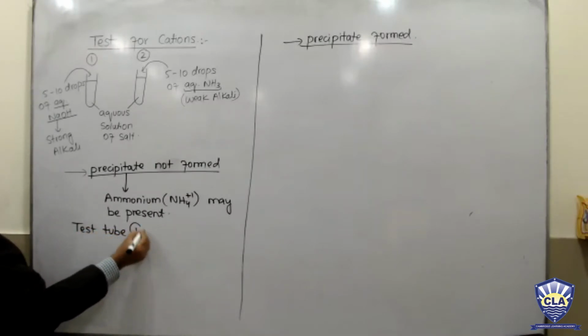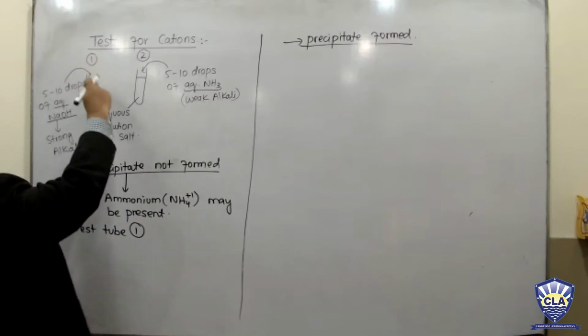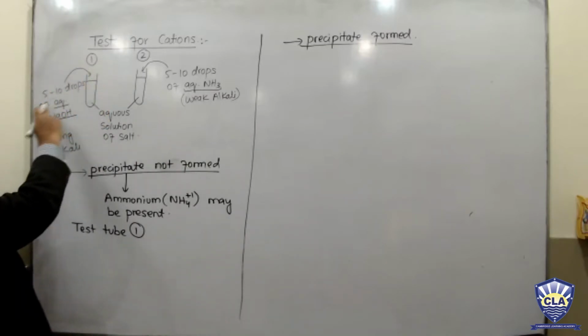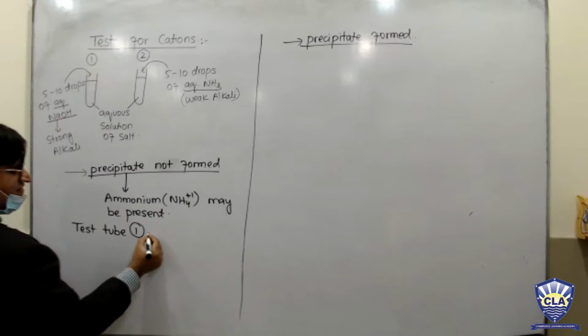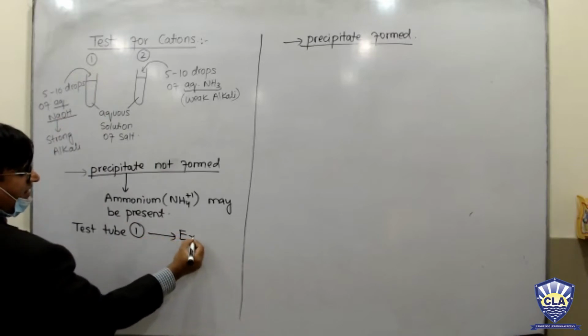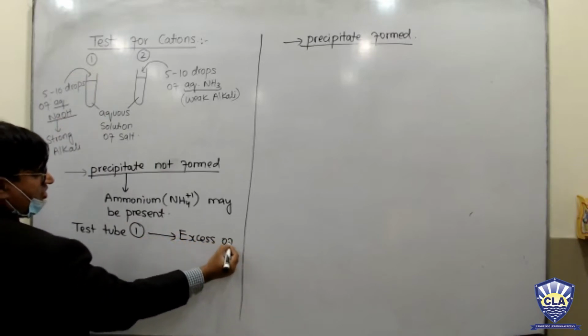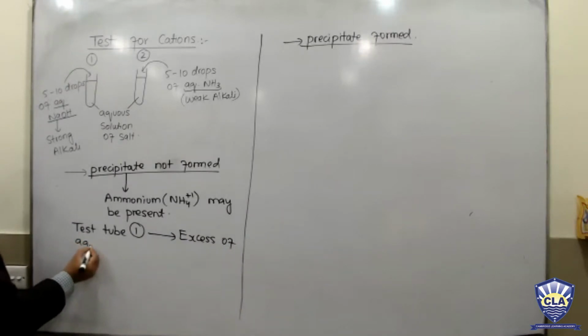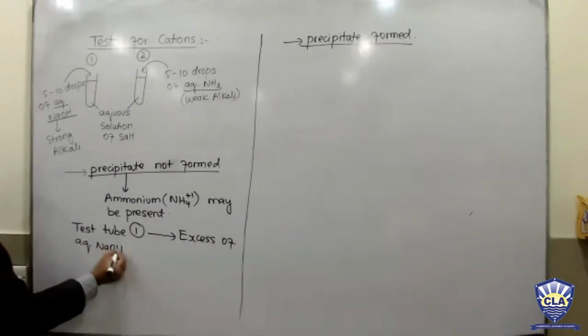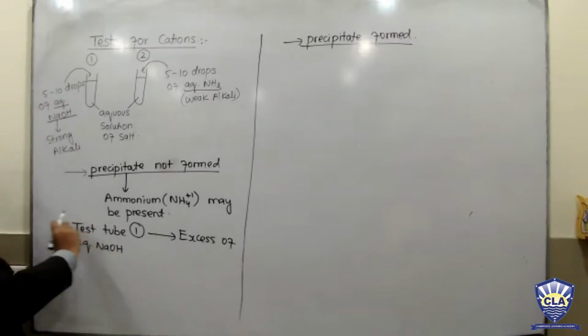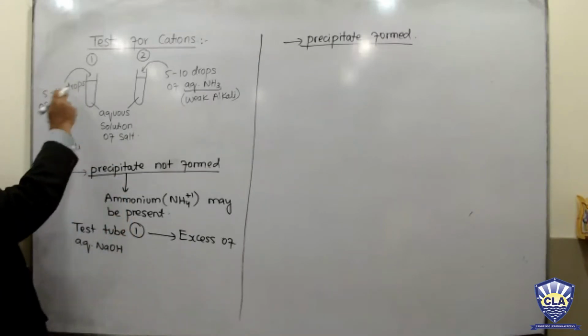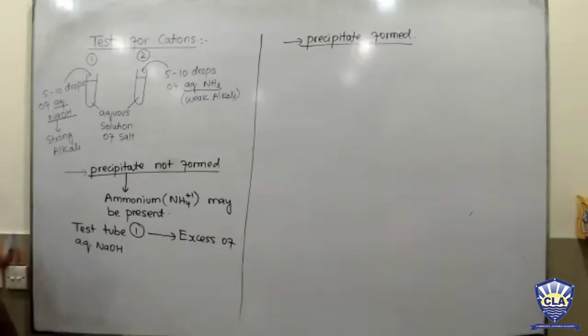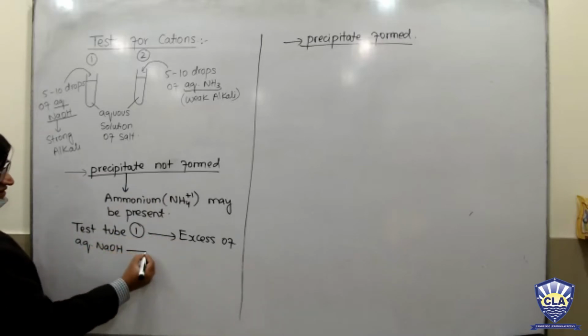Test tube 1. Firstly, you have added 5 to 10 drops of aqueous sodium hydroxide inside it. Now you should add excess of aqueous sodium hydroxide inside it. In test tube 1, firstly you have added 5 to 10 drops of aqueous sodium hydroxide. Now to confirm the ammonium ion, you should add excess of sodium hydroxide in it.